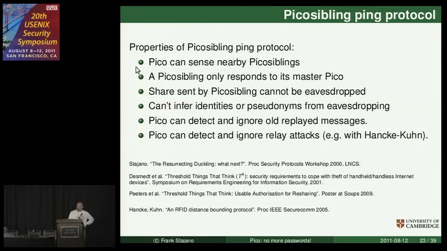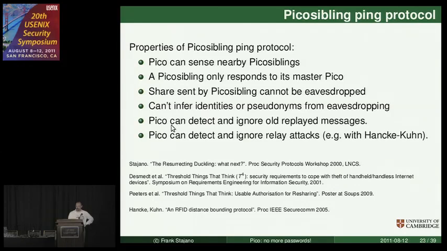The Pico must be able to sense the nearby Pico siblings, short-range radio, and the Pico sibling should only respond to its master Pico. It should not respond to queries from other entities. The share that is sent by the Pico sibling cannot be eavesdropped. Well, of course, it can be eavesdropped, but it cannot be used in the form in which it is eavesdropped. It should not be possible for the eavesdropper to infer the identities or long-term pseudonyms of the entities that are communicating. This is all privacy requirements.